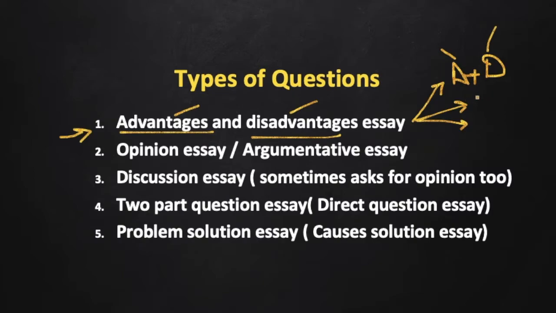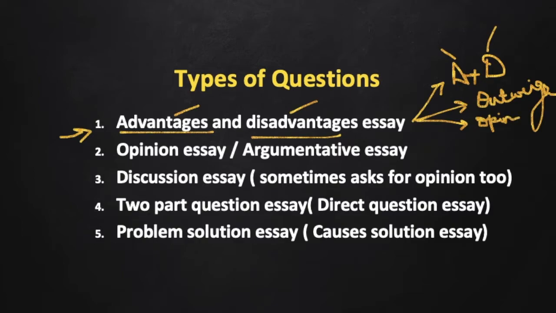But then there is advantage outweighing the disadvantages. So you clearly have to show the outweigh. Then you have the third type, which is called the advantage, disadvantage and opinion. So along with that, you have to also write your opinion.